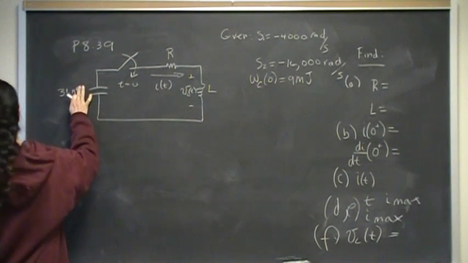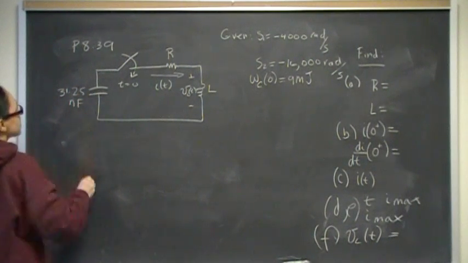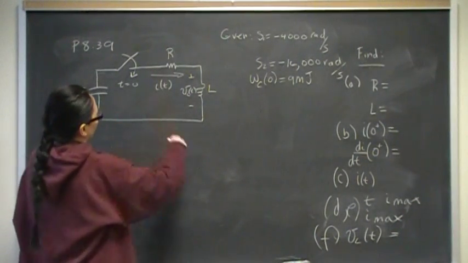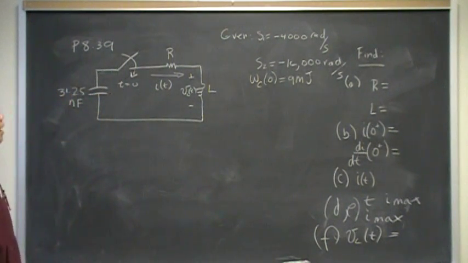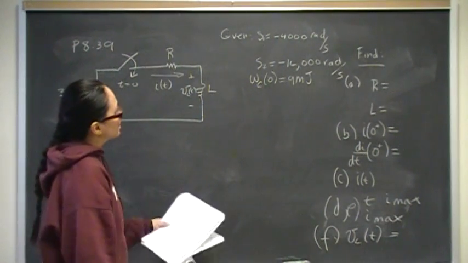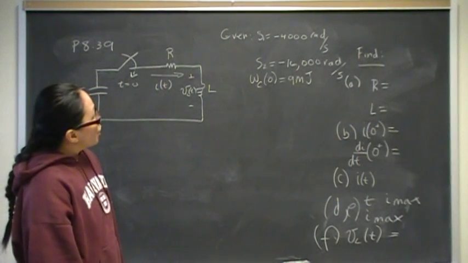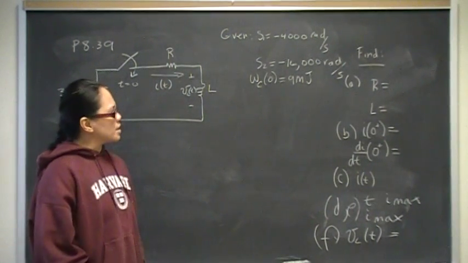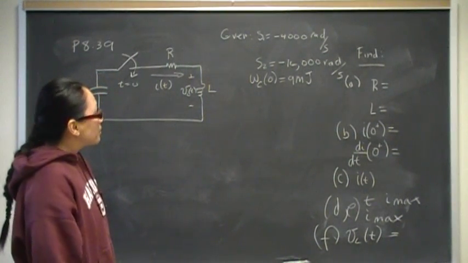We have a 25 nanofarad capacitor, and it will be in series once the switch closes, with some resistor of some value and some inductor with some value. What we know is the Neper frequency and the resonant radian frequency. Actually, I stand corrected, we don't know that, we're going to calculate that. The Neper frequency is alpha, and the resonant radian frequency is omega naught.